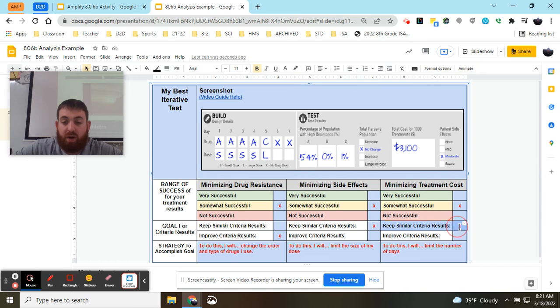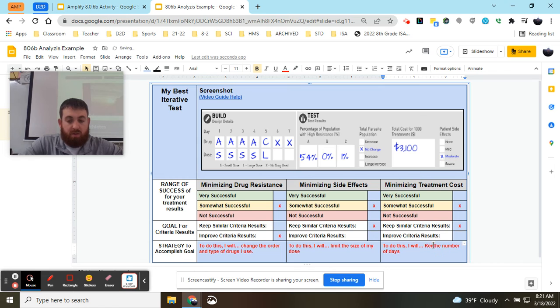Last but not least, whether you want to keep or improve upon it, you need to tell me how you're going to do that. So for cost, maybe you want to limit the number of days. So you want to keep it around 5. So I want to keep the number of days the same, whatever it may be.